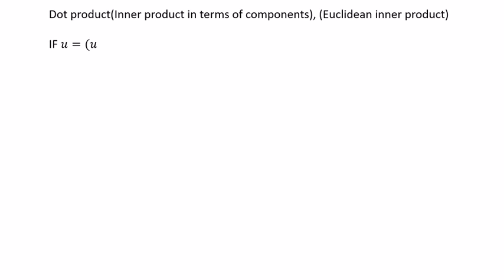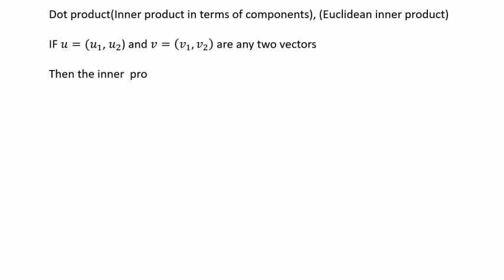Now if u is equal to (u1, u2) and v is equal to (v1, v2) be any two vectors which are given, then how do we find the dot product? Its dot product, or the inner product, is u dot v, and it is obtained by multiplying: u dot v equals u1 v1 plus u2 v2. That is, we are multiplying the elements of u and v element by element.